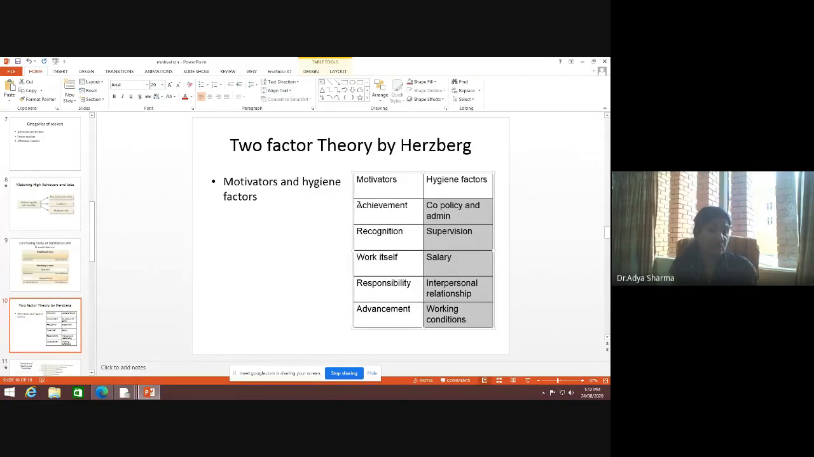Achievement is what? Promotion. What is recognition? Best employee of the month or the week or the year or something like that. Work itself, the kind of work that you provide. Responsibility, which is again promotion, your further growth, and so on. All this only comes once you have put all this in place.